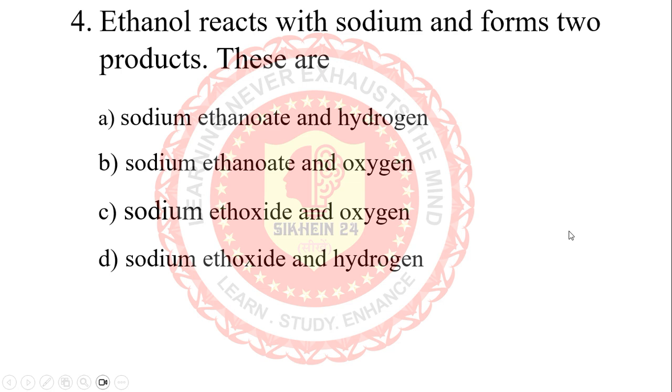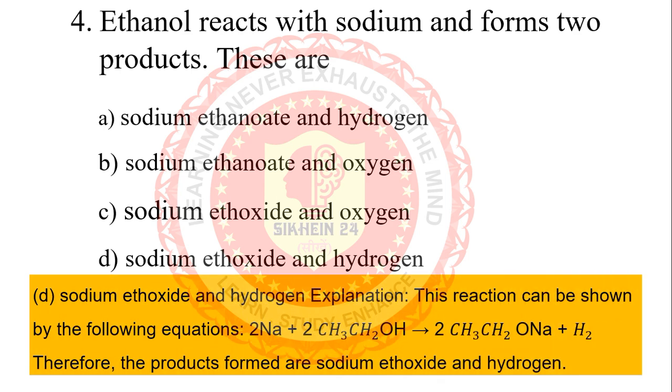Ethanol reacts with sodium and forms two products. What are these? A. Sodium ethoxide and oxygen. B. Sodium ethanoate and oxygen. C. Sodium ethanoate and hydrogen. D. Sodium ethoxide and hydrogen. So let's see the answer. Yes, D is the correct answer. You can go with this one.